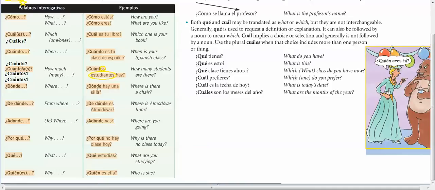¿Dónde is where? ¿Dónde hay una silla? Where's the chair? ¿De dónde is from where? ¿De dónde es Pedro Almodóvar? Or ¿de dónde es Almodóvar? And you would say es de España, so you give where the person's from.